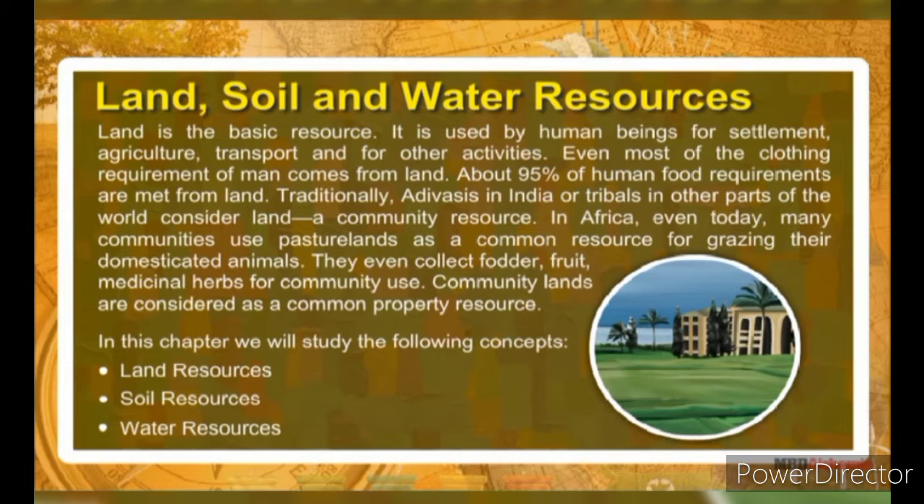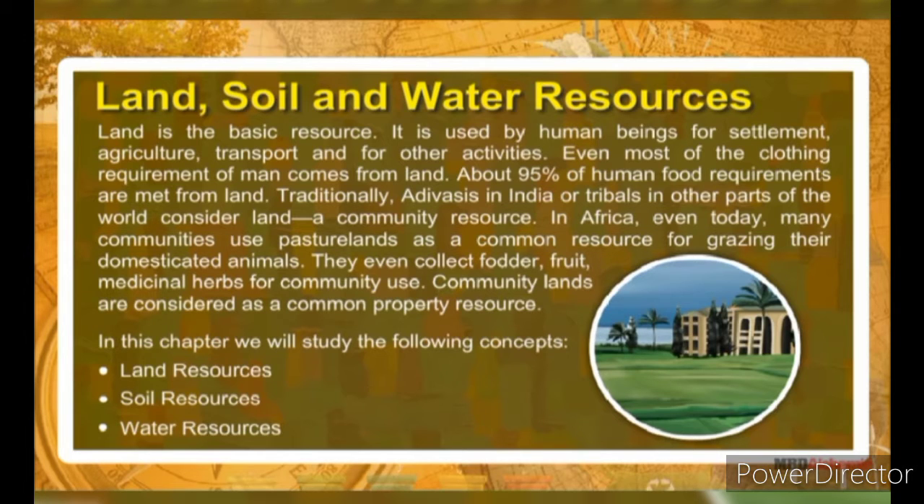Traditionally, Adivasis in India or tribals in other parts of the world consider land a community resource. In Africa, even today, many communities use pasture lands as a common resource for grazing their domesticated animals. They even collect fodder, fruit, and medicinal herbs for community use. Community lands are considered as a common property resource.